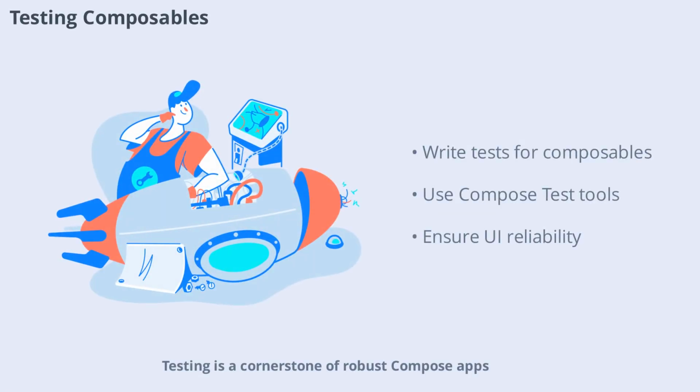Testing is a cornerstone of robust Compose apps. Senior developers write unit and UI tests for their composables, ensuring that changes don't introduce regressions. Using tools like Compose Test and Semantics, they verify that the UI behaves as expected.